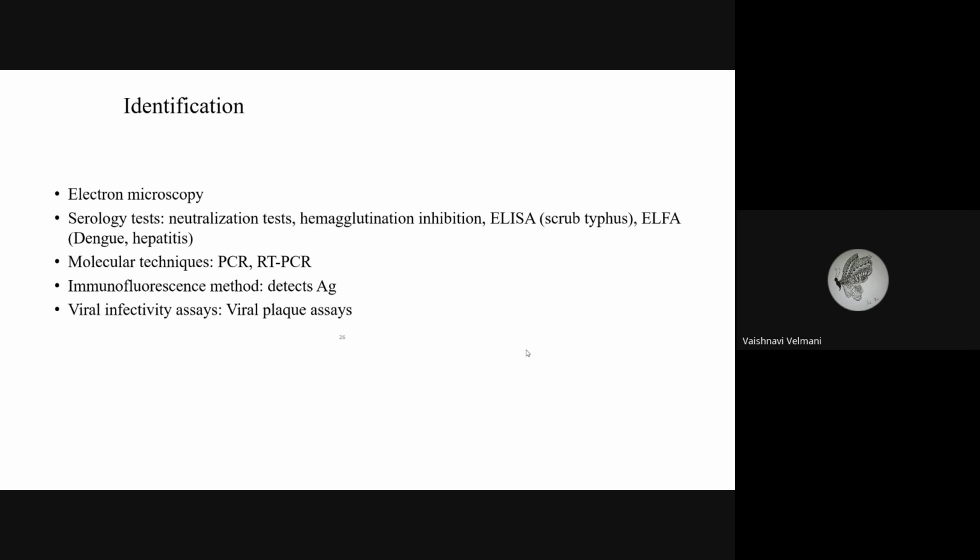Then molecular techniques, as we know, PCR and reverse transcriptase PCR, and the immunofluorescence method. Based on the fluorescence level, it detects the antigens. And viral infectivity assays, for example viral plaque assays, which detect how much ability the virus has to cause infection, how severe an infection it can cause.